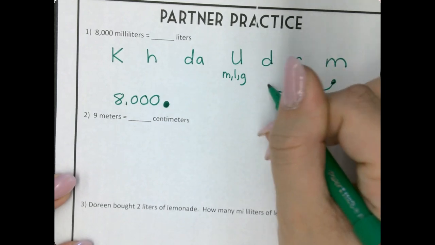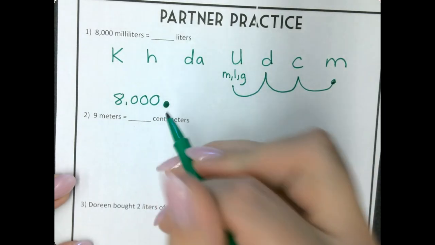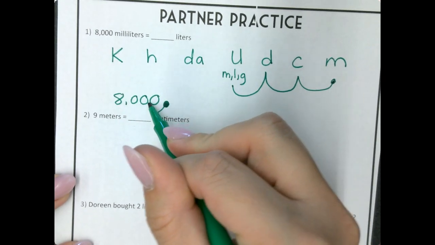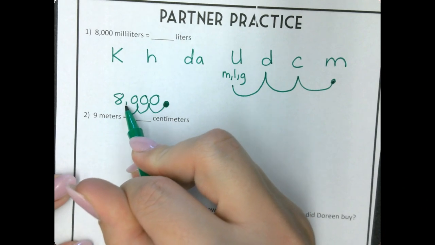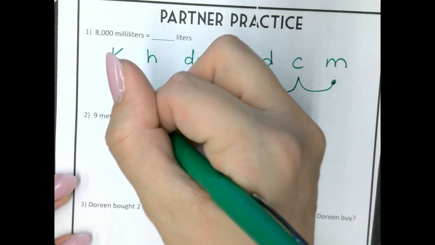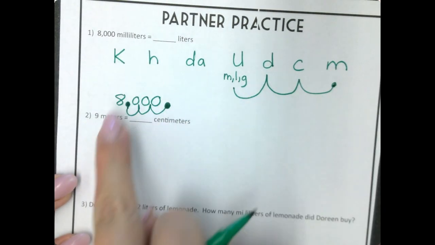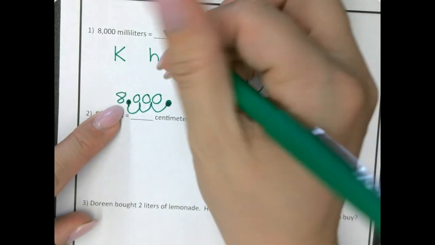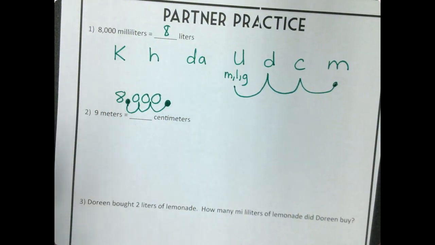1, 2, 3. I take my decimal here. I go 1, 2, 3. Oh, well, that's nice that this comma turns into a decimal. So 8,000 milliliters is equal to 8 liters. All you're doing is moving that decimal place the same amount of times in the same direction.